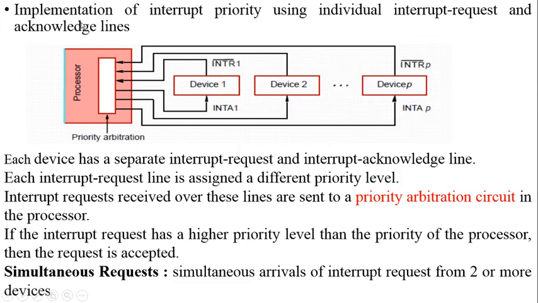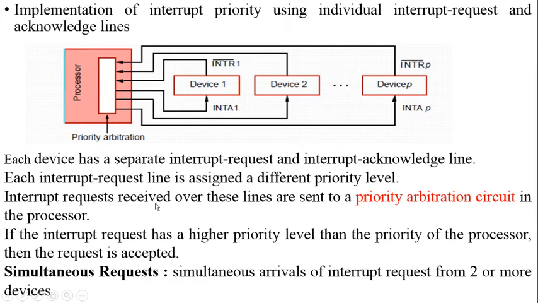So here we have an implementation mechanism: implementation of interrupt priority using individual interrupt request and acknowledgement lines. Each device has a separate interrupt request and interrupt acknowledgement line. Each device has its own interrupt request and separate acknowledgement lines.